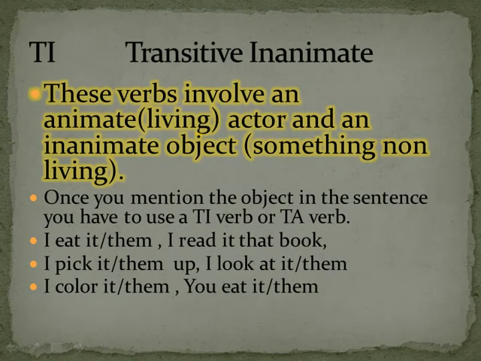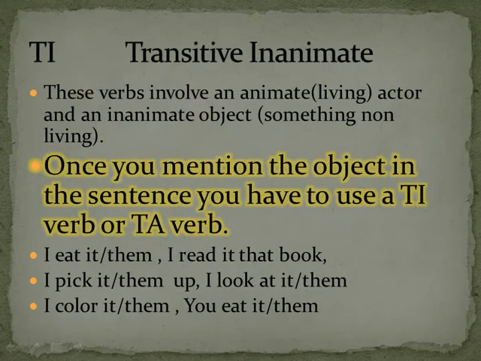The next form is transitive inanimate, or TI verbs. These verbs involve an animate, living actor and an inanimate object, something non-living. Once you mention the object in the sentence, you have to use a TI verb or a TA verb.